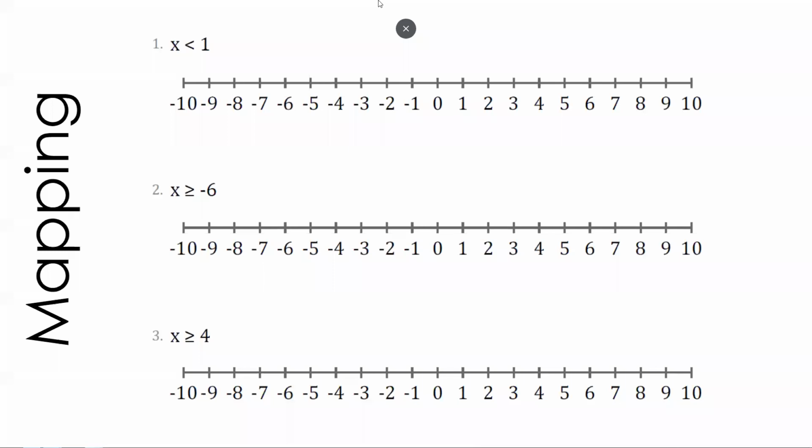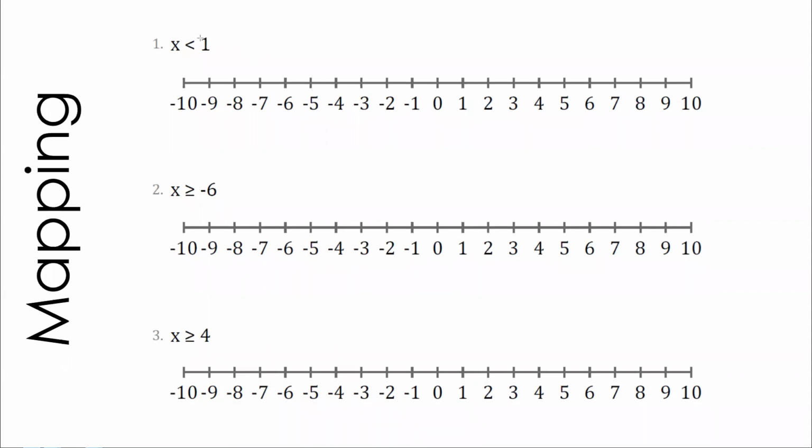I first have to figure out, is it an open circle or a closed circle? And so I'm going to be looking at my inequality here. So my inequality is a less than sign, and since it does not have the line underneath, it's not equal to. So since this is a less than sign, it is going to be an open circle because it does not have the line underneath. So I know that it is an open circle.